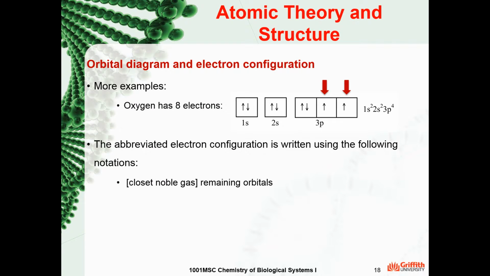We can abbreviate the electron configuration of an atom by using the closest noble gas and adding the remaining electrons to the corresponding orbitals. For example, sodium has 11 electrons and neon has 10 electrons. So we can write the electron configuration of sodium as [Ne]3s1. So neon abbreviates the 10 electrons, and we only need to put the 1 extra electron left in 3s.